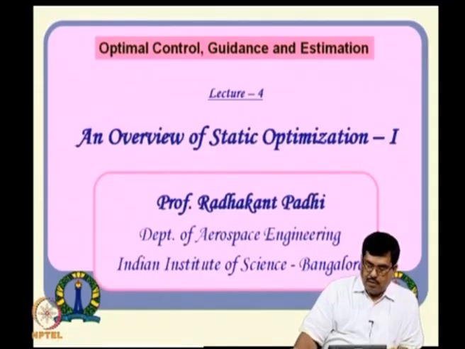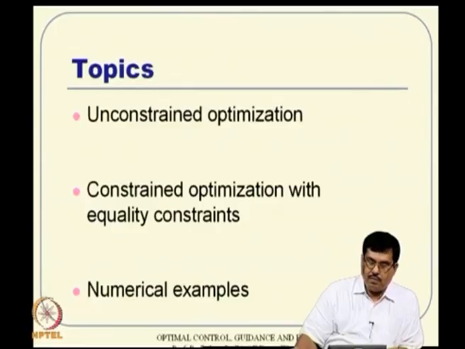I will take this in two parts. The first lecture will talk about some overview and standard results of static optimization along with some examples. Then further topics on it we will see in the next lecture, before proceeding to the calculus of variations ideas. So, the topics of this lecture are something like this.